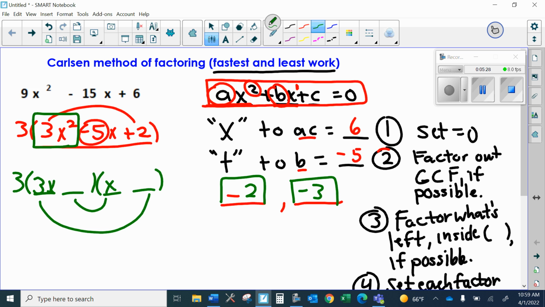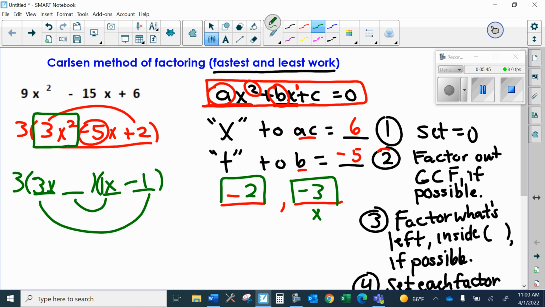So notice I have 3 times what gives me the negative 3. I always start with the biggest number. So 3 and 1. I'm going to start with 3. 3 times what gives me one of these two? 3 times nothing gives me negative 2. They've got to be integers. 3 times what gives me negative 3? Negative 1. So that one's taken care of.